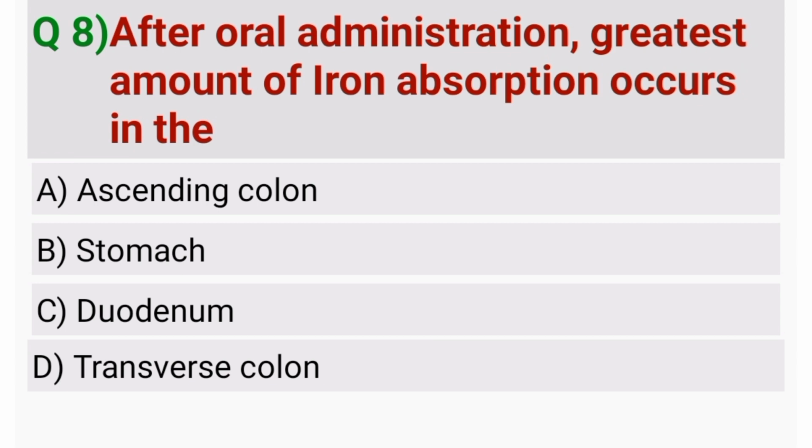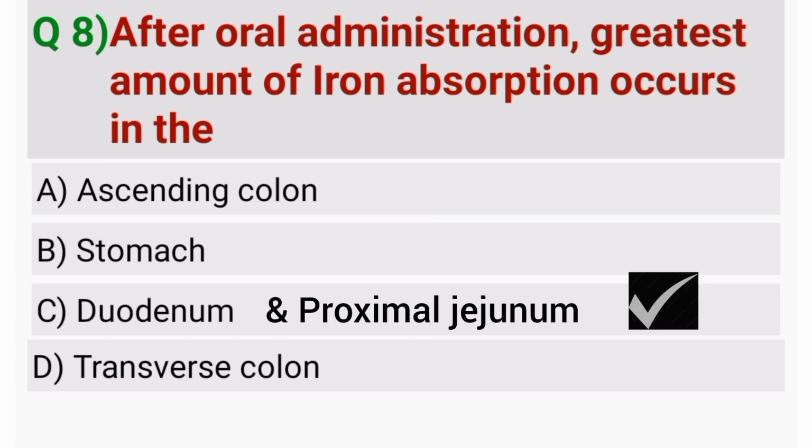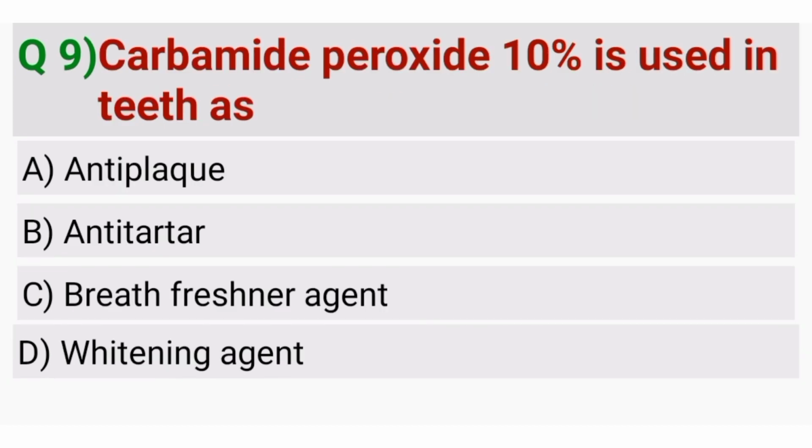Question number 8. After oral administration, the greatest amount of iron absorption occurs in. Options are ascending colon, stomach, duodenum, and transverse colon. Here, the answer is duodenum. Absorption of iron mostly occurs in the duodenum and proximal jejunum. Question number 9. Carbamide peroxide 10% is used in teeth as. Options are anti-plaque, anti-tartar, breath freshener agent, and whitening agent. Here, the answer is whitening agent.